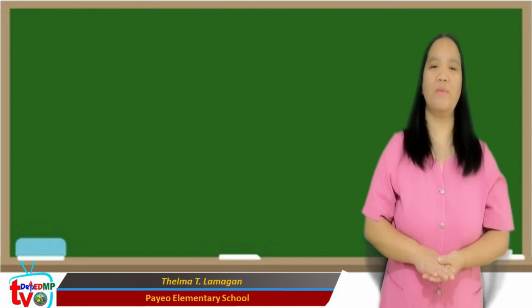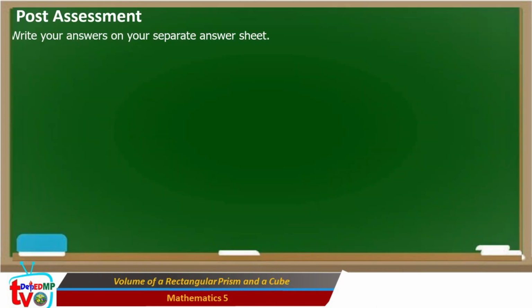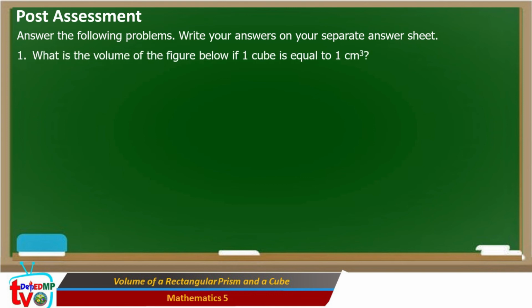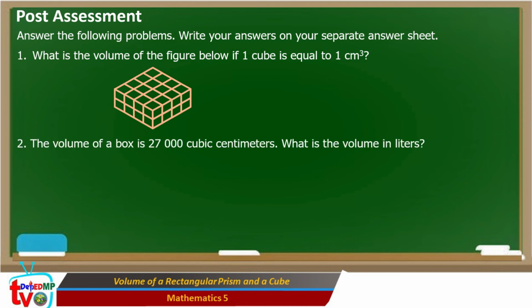For the post-assessment on page 12, you are to answer the following problems. Write your answers on your separate answer sheet. Number 1. What is the volume of the figure below if 1 cube is equal to 1 cubic centimeter? 2. The volume of a box is 27,000 cubic centimeters. What is the volume in liters?